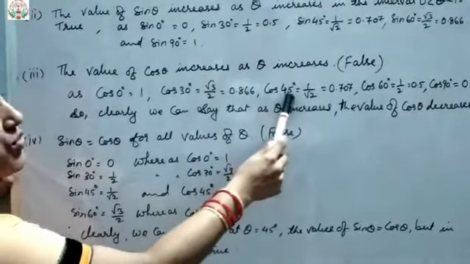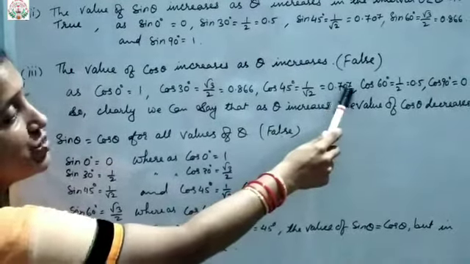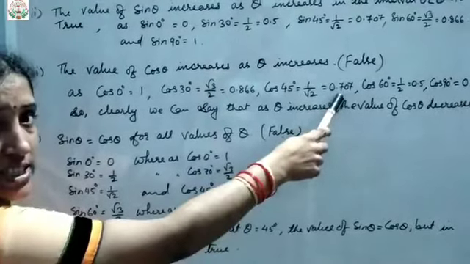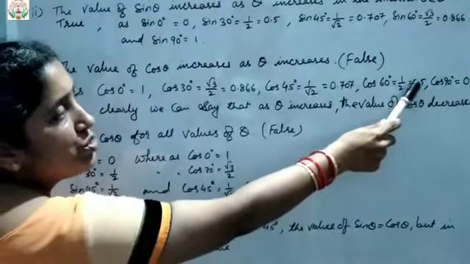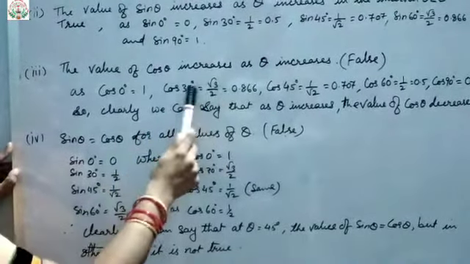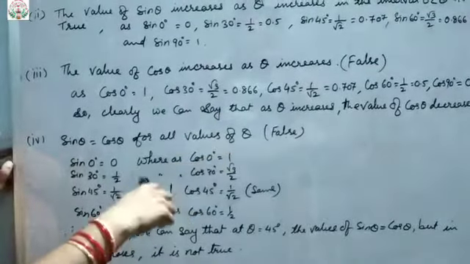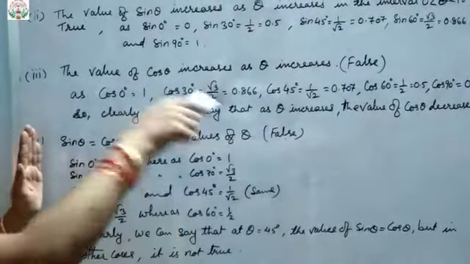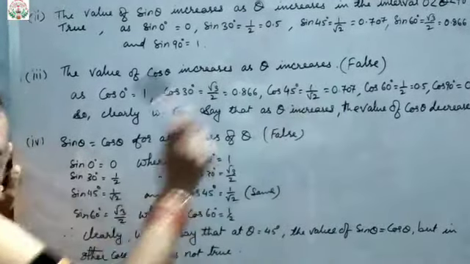Now next, cos 45 will be equal to 1 upon root 2, which is equal to 0.707. Again the value is decreasing. Okay. Now cos 60 equals 1 upon 2, which is equal to 0.5. So now theta increases, then the value of cos theta is decreasing. Means opposite. Theta increases, value decreases. So it is not true, it is false.